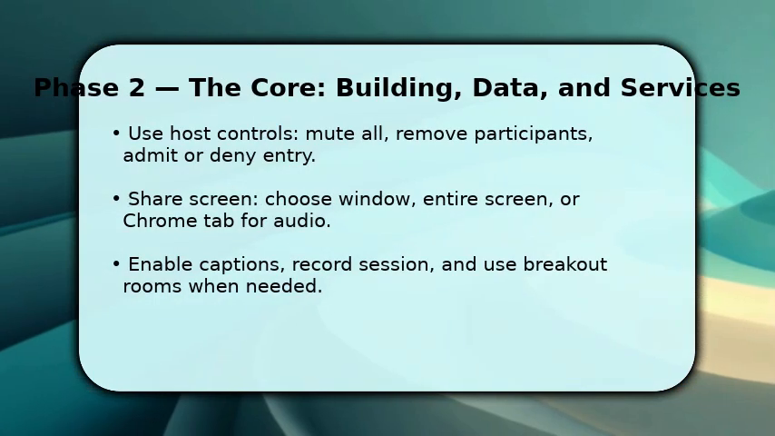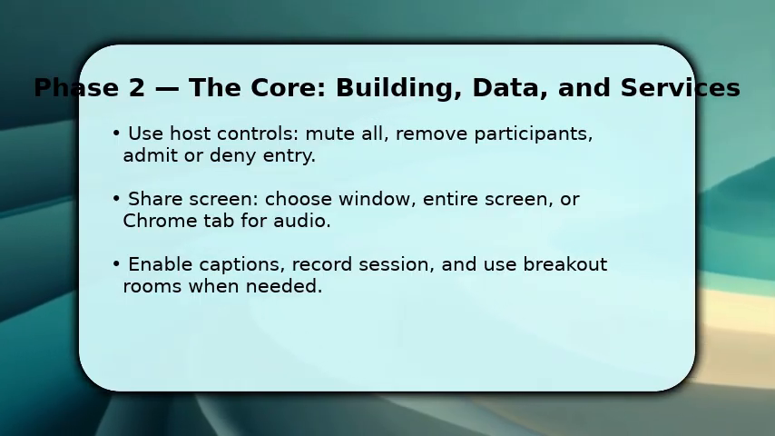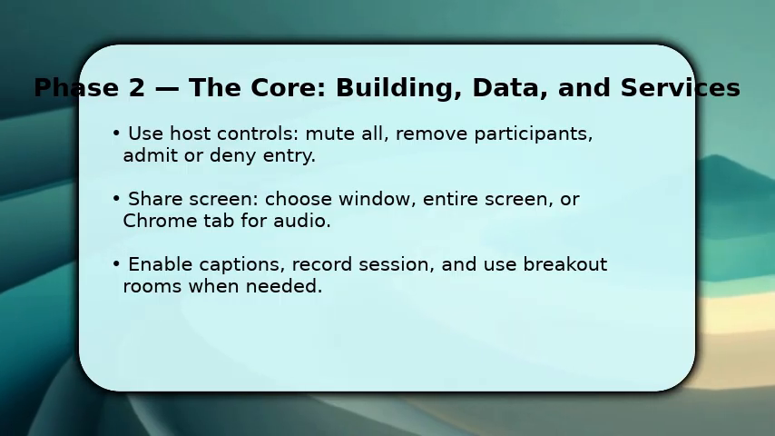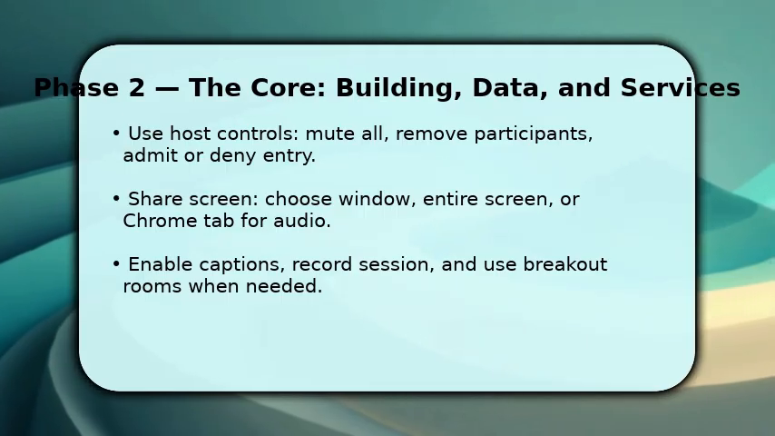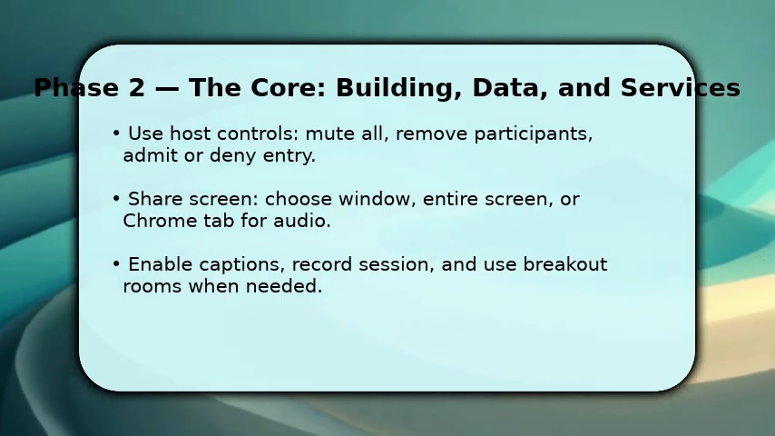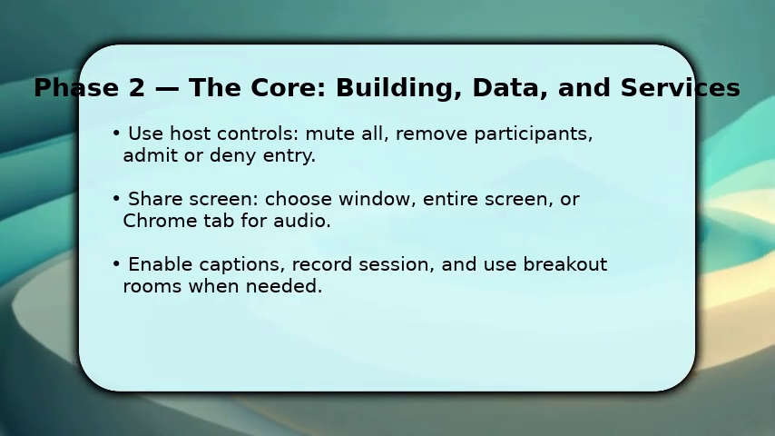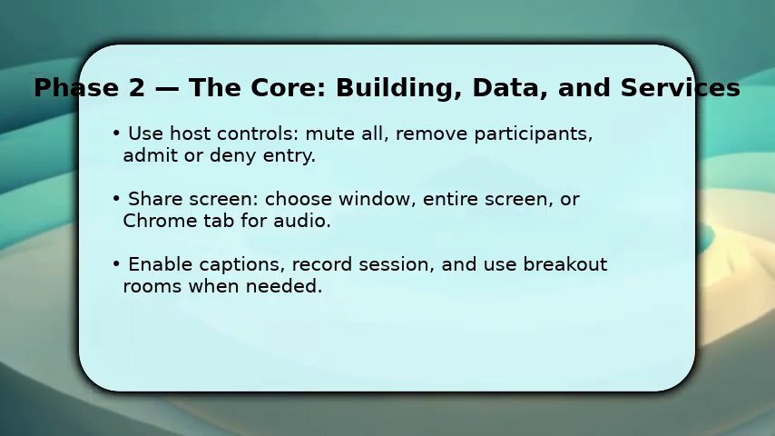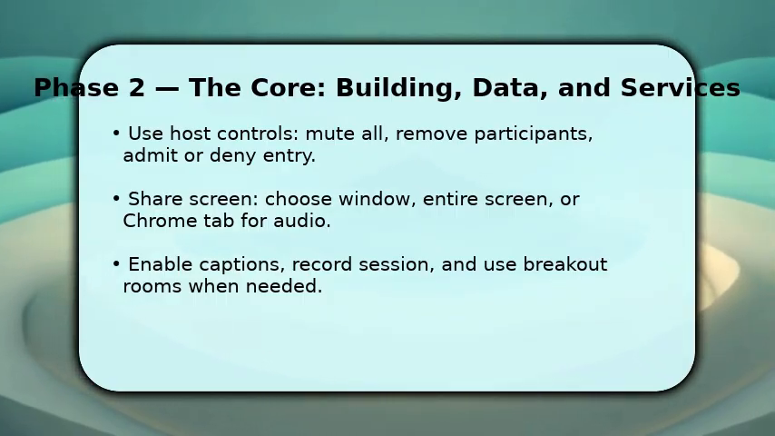Now you focus on managing the live class. You control participants, mute all when noise rises, remove or admit students, and pin or spotlight speakers to guide attention. When sharing, pick a window, your full screen, or a Chrome tab. Choose the tab option for video with audio. Once done, enable captions for accessibility, start recording if you need a replay, and set up breakout rooms for group work. These steps keep the session organized and learning focused.